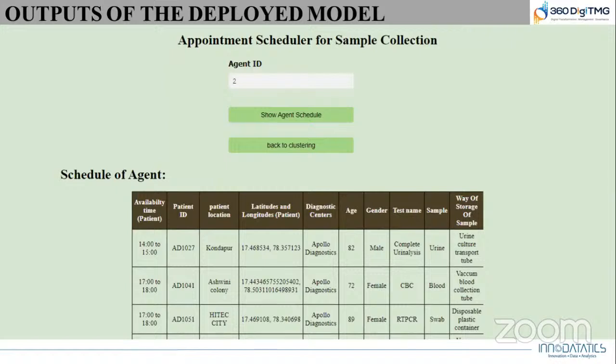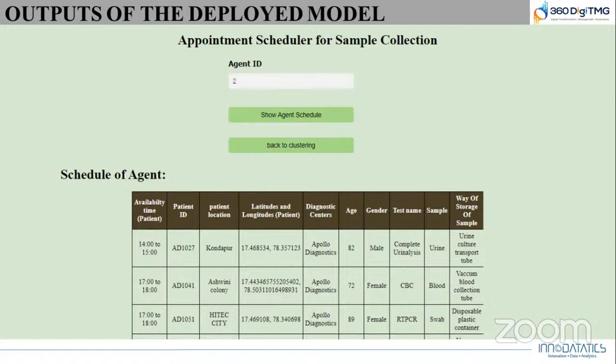Next slide, please. Once the clusters are formed, it turns to the next HTML page, that is this. In this HTML page, we will take an agent ID. The agent ID should be less than the number of clusters. If there are 3 clusters, the agent ID can be 0, 1 or 2.